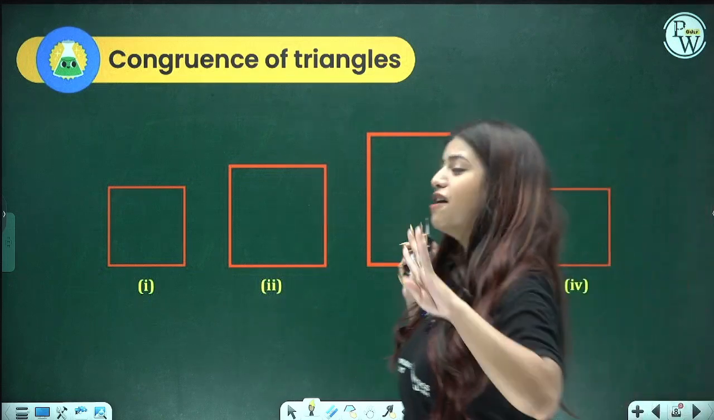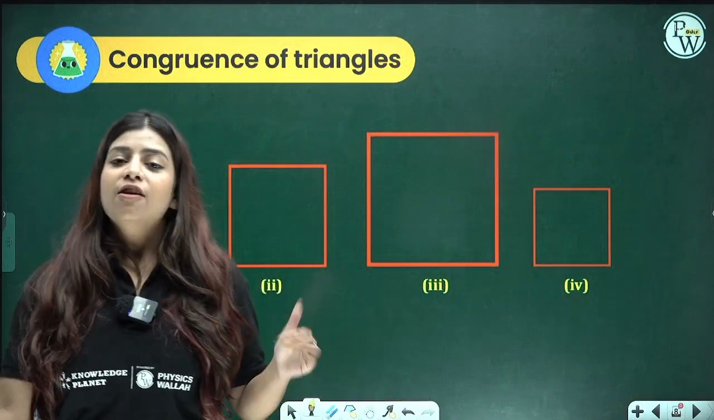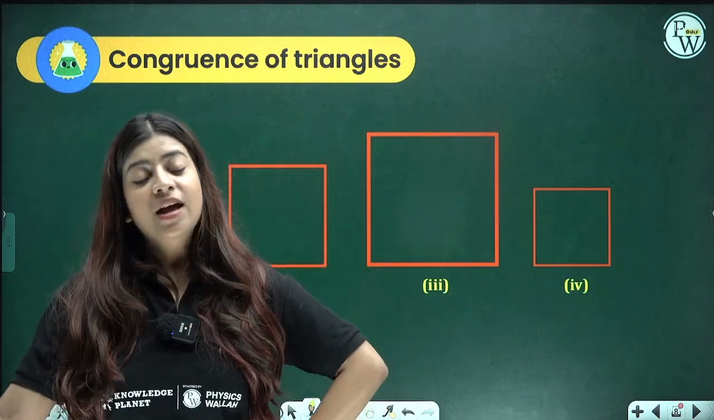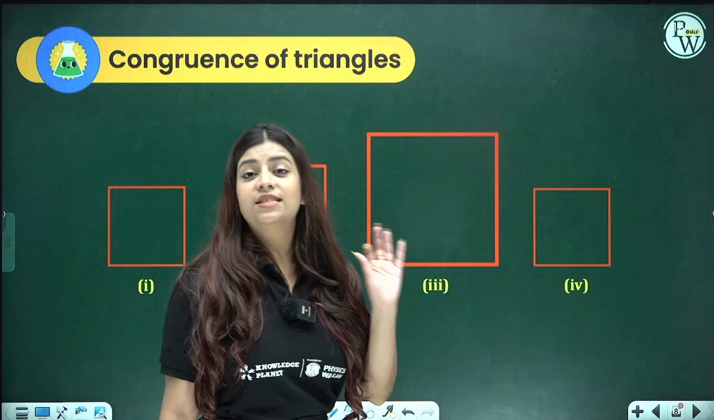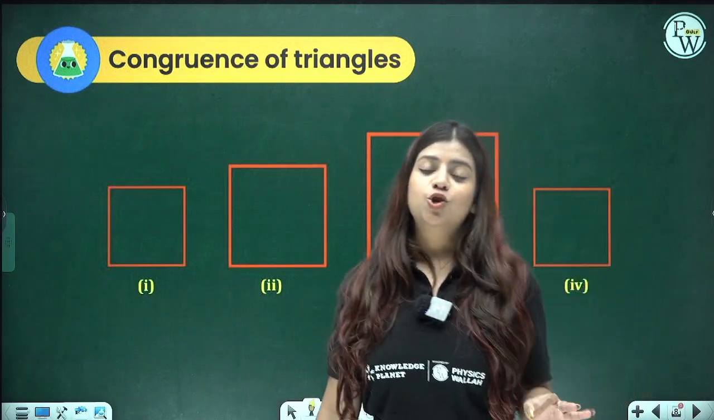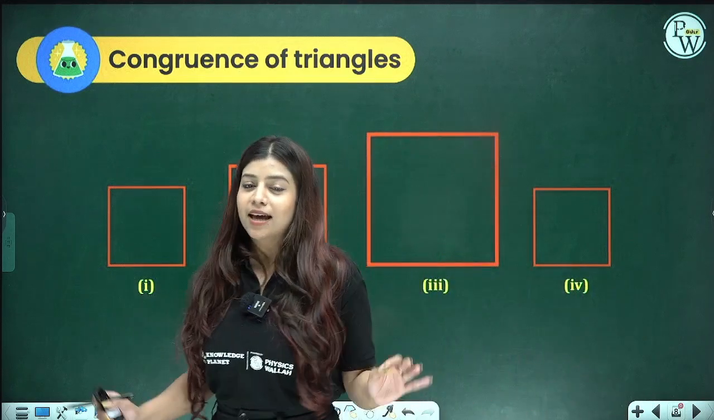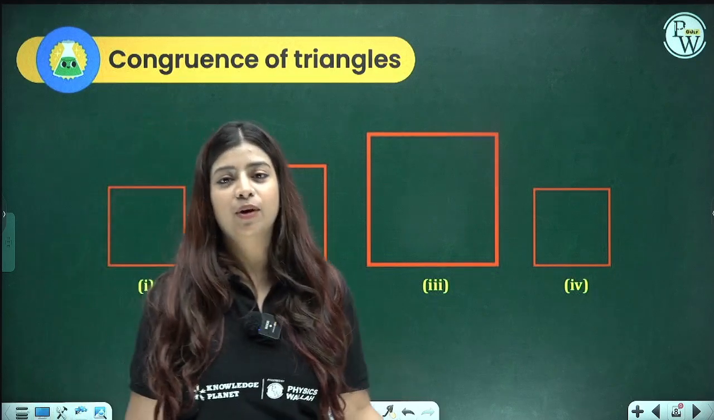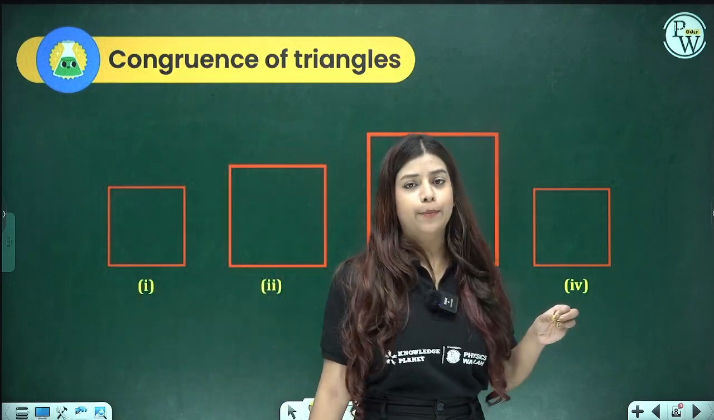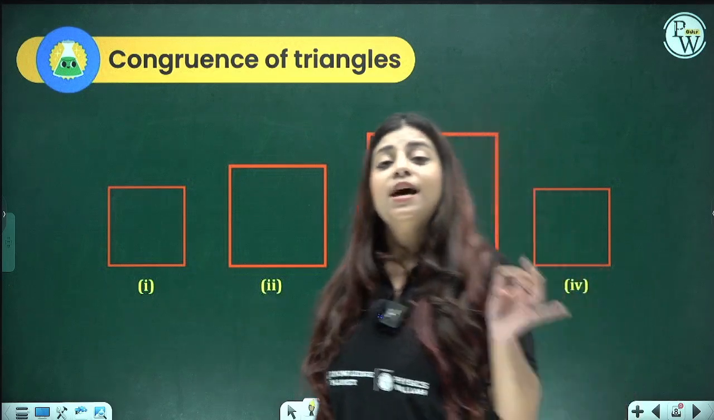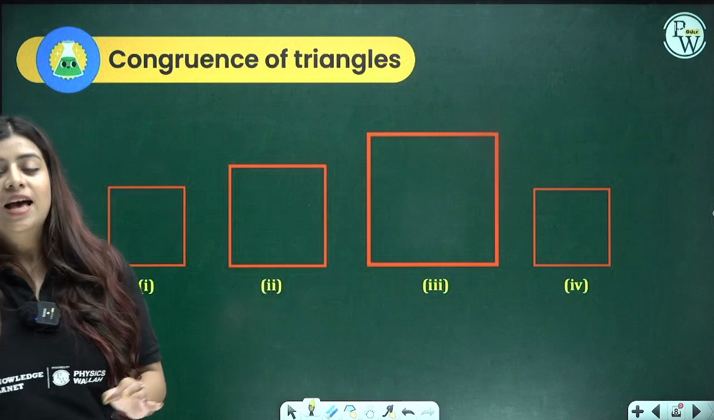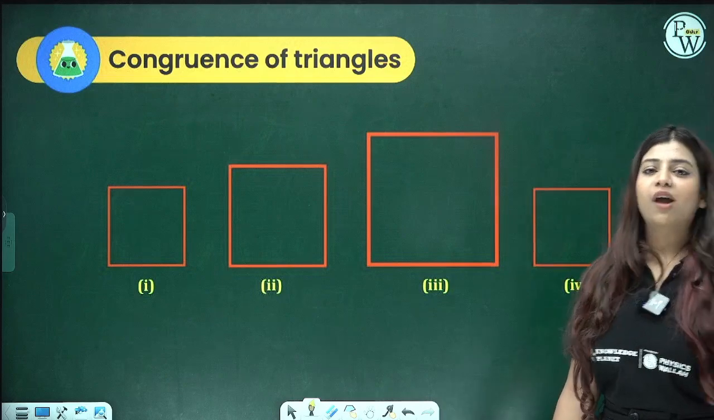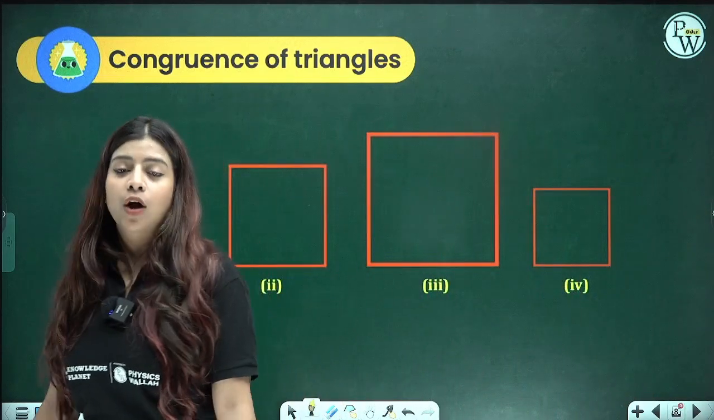As we can see, these are four different squares, right? We can say that all of them are squares. That means the shape is the same. But now what is the difference, students? The size. The size is not the same. So can we say that all these squares are congruent? No, we cannot say that, because even though they have the same shape, that is, all of them are squares, they do not have the same size. And since they do not have the same size, we cannot say that these are congruent. We have to say that these are not congruent.